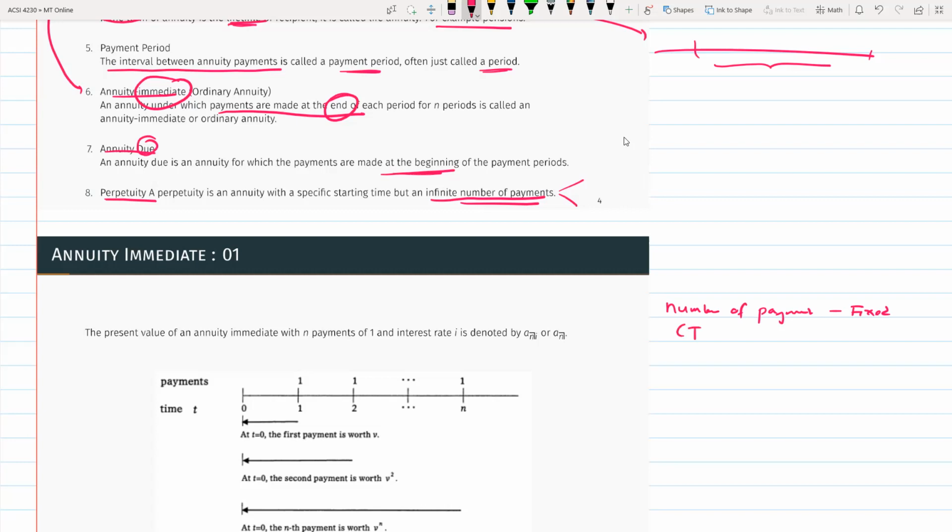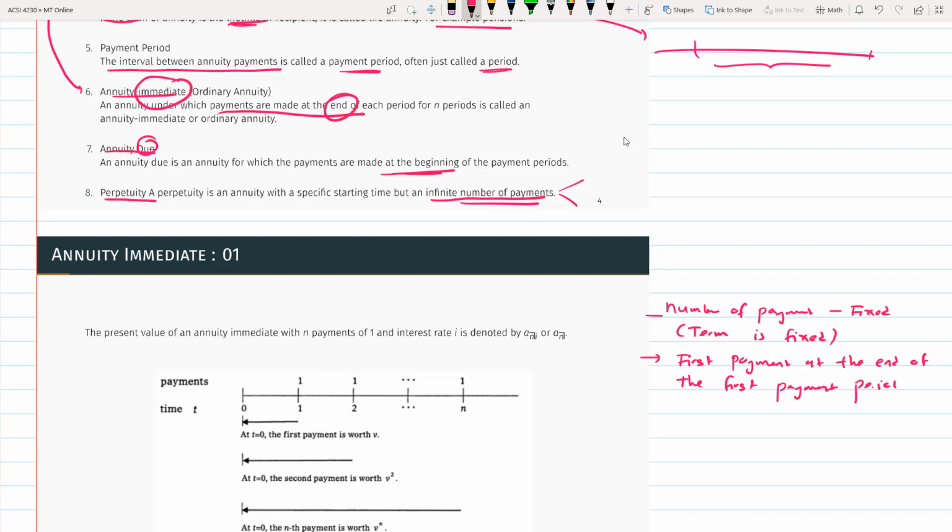So basically, term is fixed. Then the first payment, that's the key to differentiate between annuity immediate and annuity due. So the first payment is at the end of the first payment period.